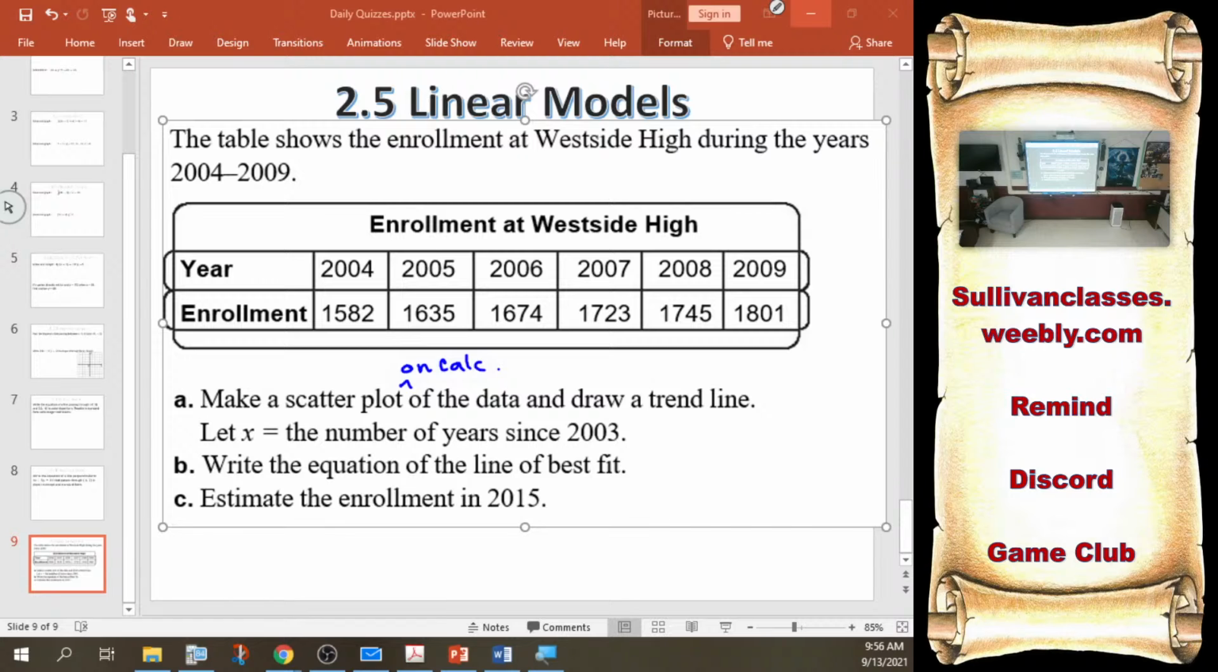So we spent 2 days playing with it. You tell me what the line of best fit is, following these instructions. Use that equation to answer the question for part C.